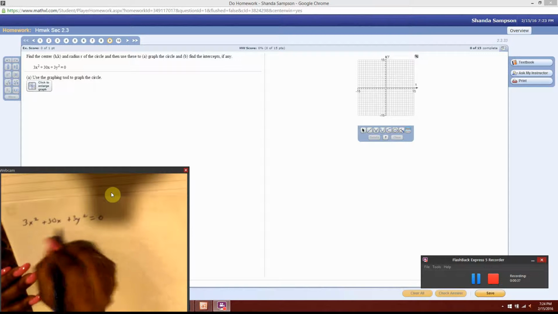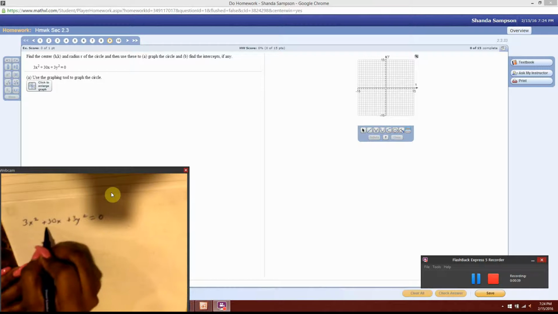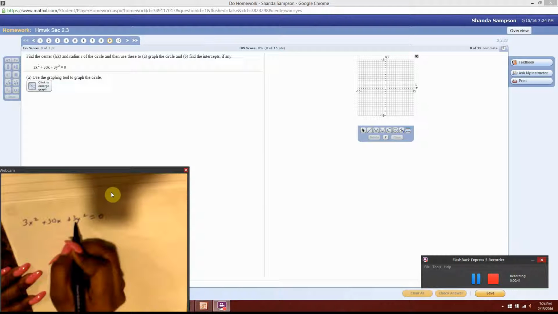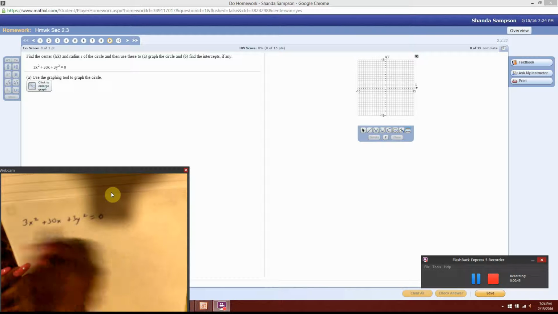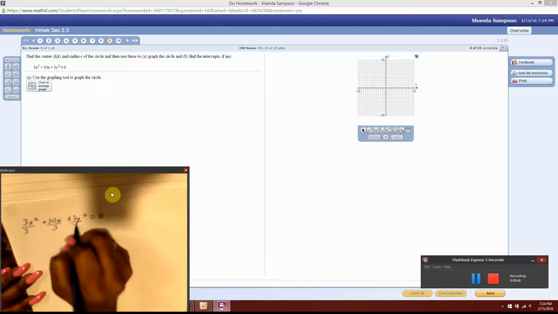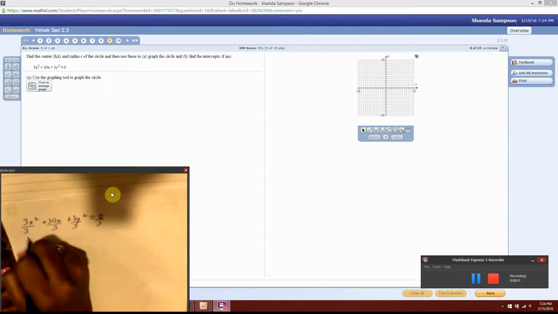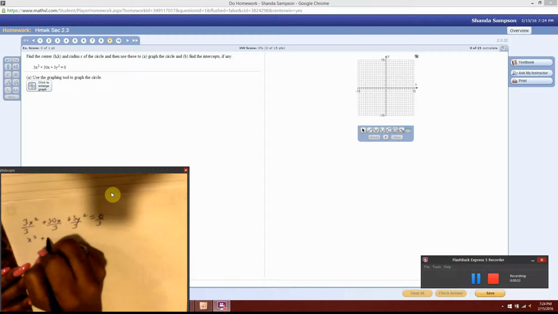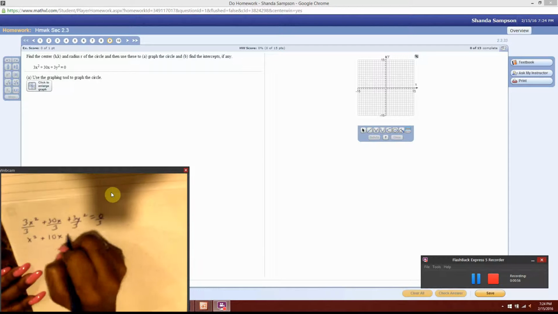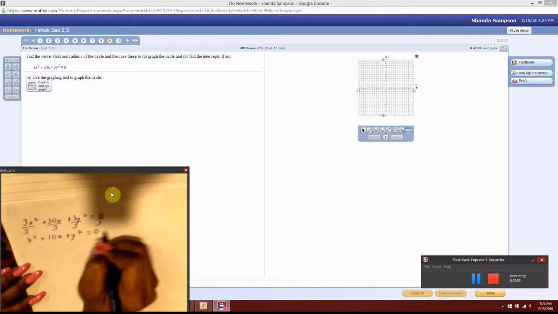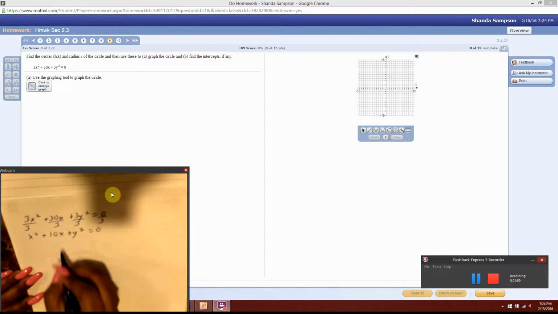First thing we need to do in order to write it in standard form is we can't have x squared or y squared having a term other than 1 as the leading coefficient. So we're going to divide everything through by 3. That leaves us with x squared plus 10x plus y squared is equal to 0. Now, in order to get it in standard form, we need to complete the square.